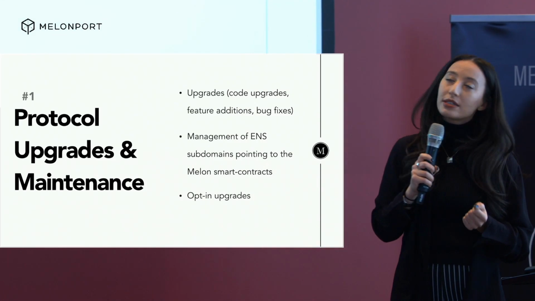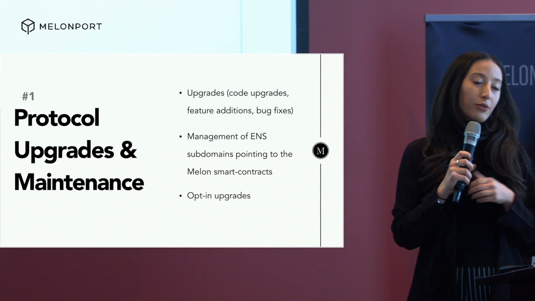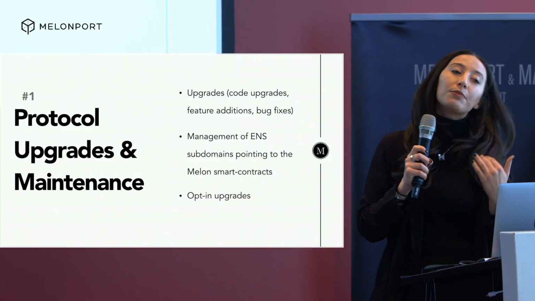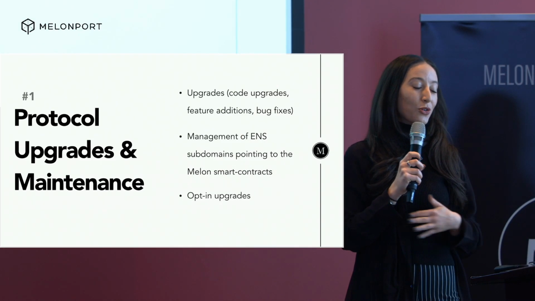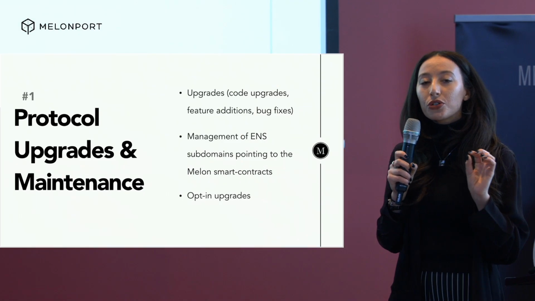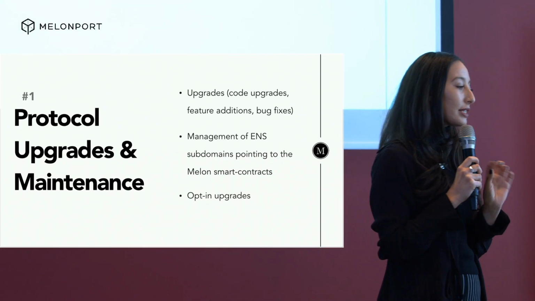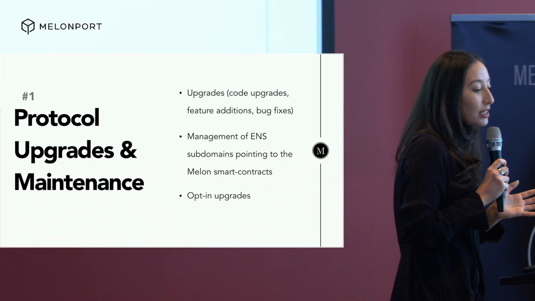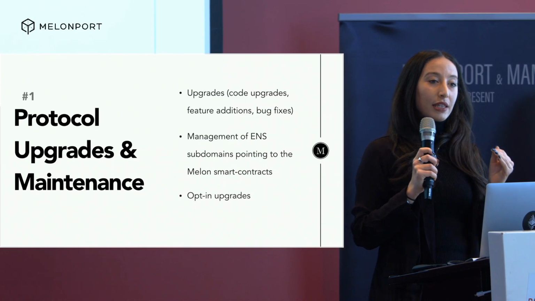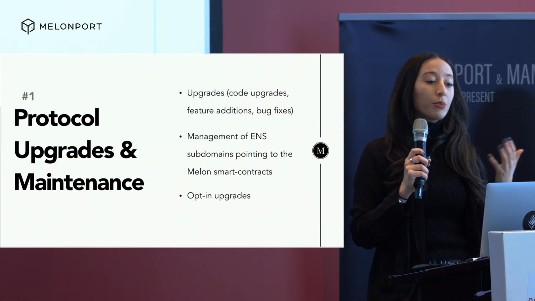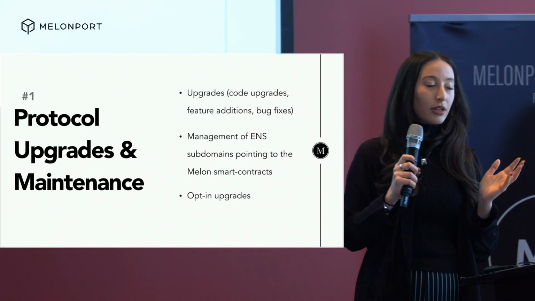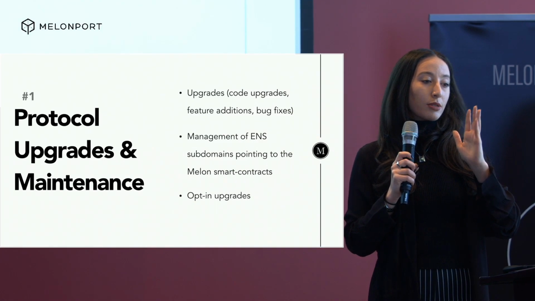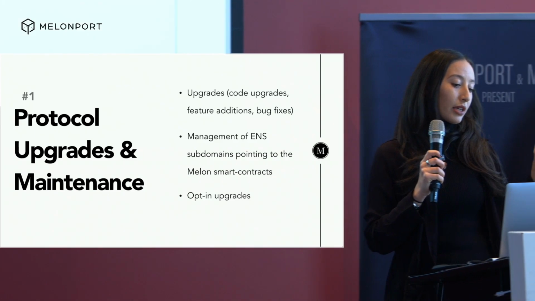How do they do that? They deploy new smart contracts on the Ethereum blockchain, and they update the ENS subdomains that point to these contracts. So we have this melonprotocol.eth ENS, and all of the Melon smart contracts are referenced by this ENS subdomain. So it's a way to communicate to the community or the users or just anyone what are the latest Melon smart contracts that they should be using.